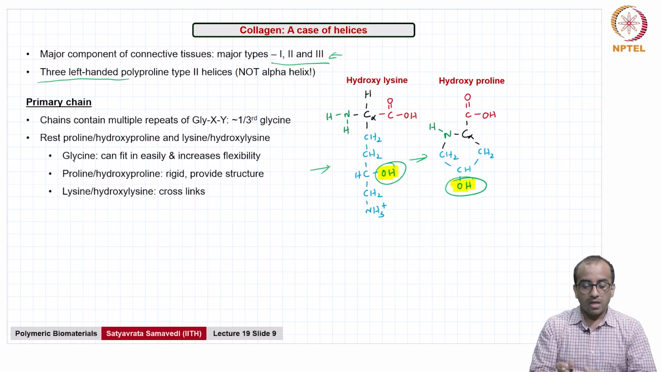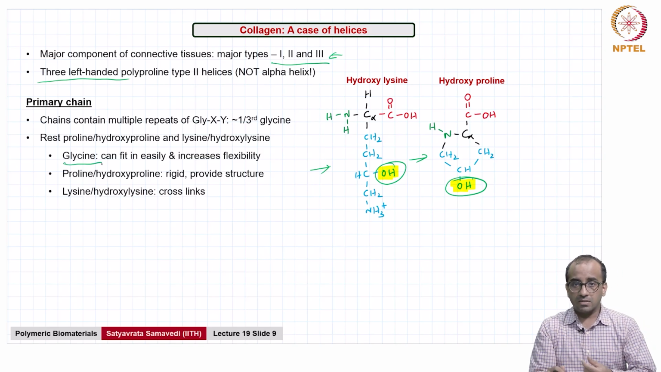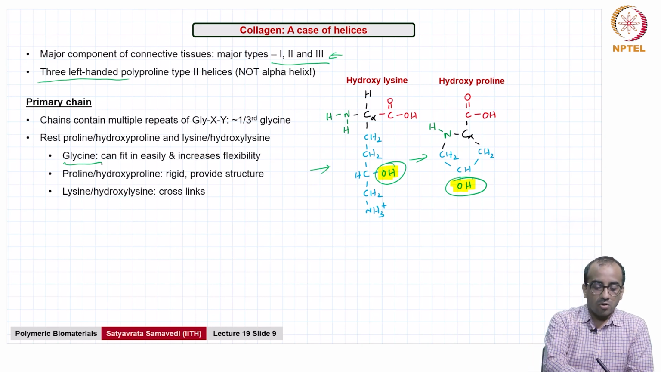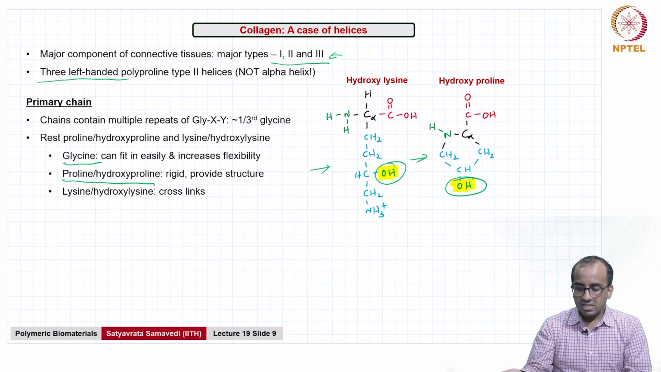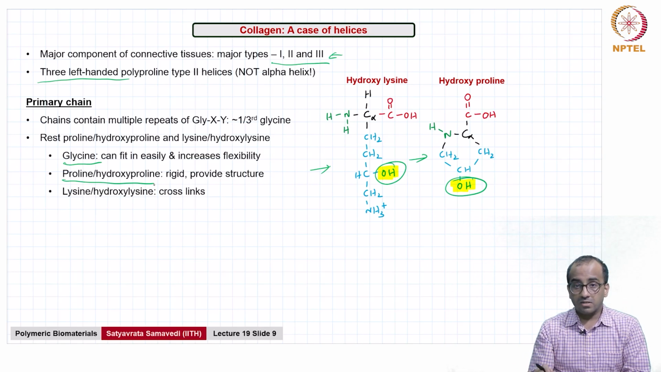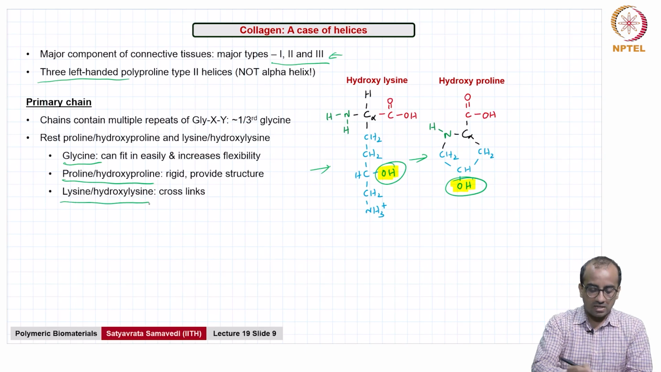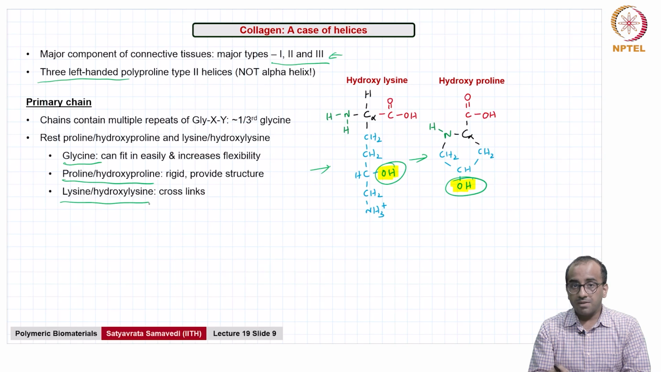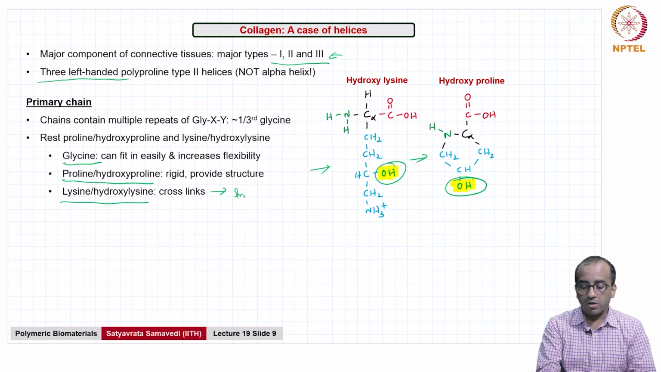So firstly we note that glycine is the smallest amino acid. So it can easily fit in and it increases the flexibility, thus allowing the formation of these helix-like structures. Proline and hydroxyl proline, as you can see from the structure, provide structure because they are rigid, they provide rigidity, and lysine or hydroxyl lysine is what helps connect two chains of collagen through covalent crosslinks, and those crosslinks directly impact the strength of collagen.